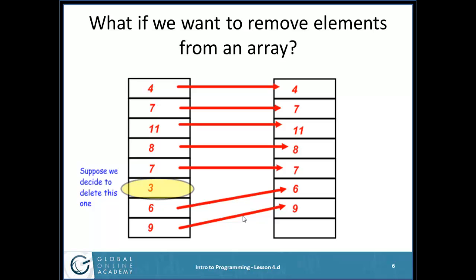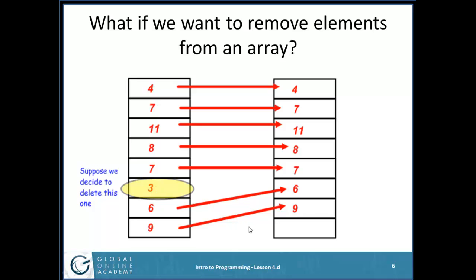Now, another thing, suppose we want to remove elements from an array. Let's say we had an array that had all of these values in it, 4, 7, 11, 8, 7, 3, 6, and 9, and we needed to delete the 3. For some reason, that student transferred. We no longer keep that student's information. We want to get it out of our array. Well, we'd want our array now to look like this: 4, 7, 11, 8, 7, 6, 9, where you notice the 6 moved up a slot, and the 9 moved up a slot, and I now have an empty slot, and the 3 is gone.